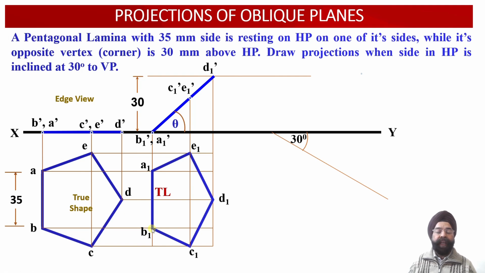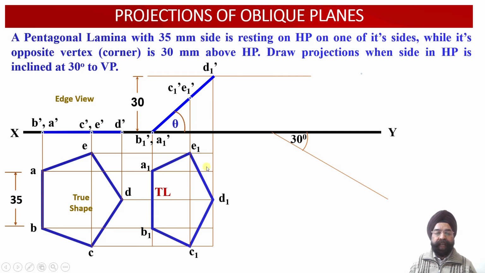Now having obtained the top view projections of this lamina, another piece of information is available with us, that is the side onto which this lamina is resting on the ground. So this is further inclined at an angle of inclination of 30 degrees with respect to the vertical plane. That is, this edge A1 B1 will be inclined at an angle of 30 degrees.